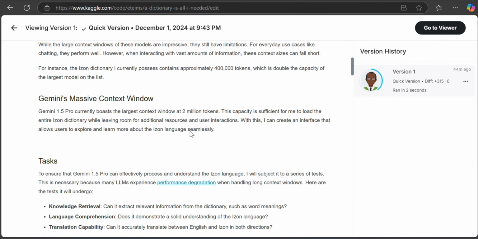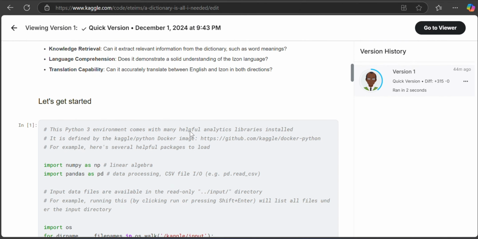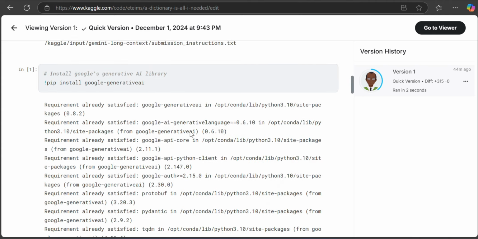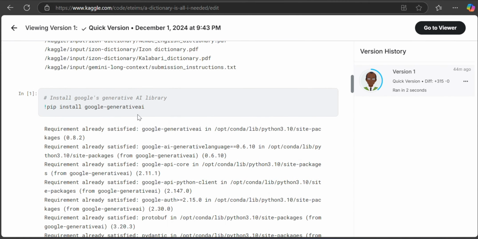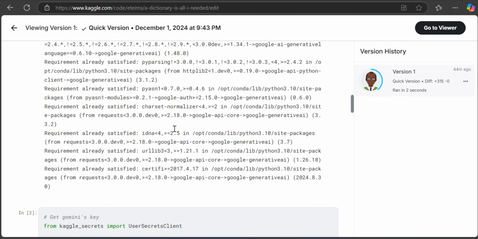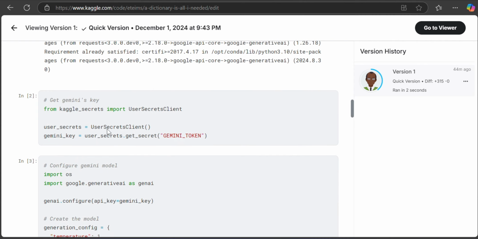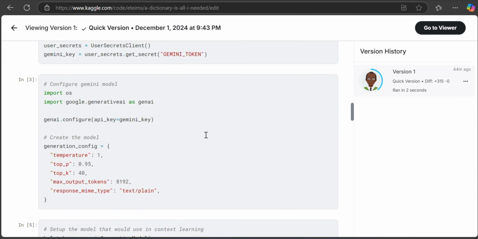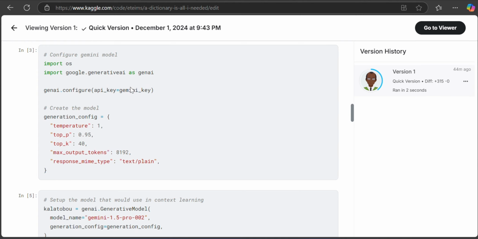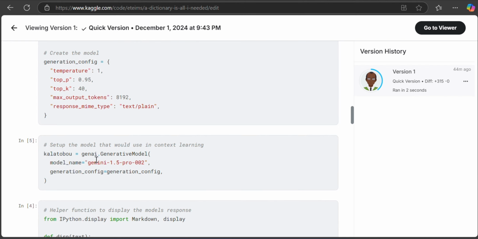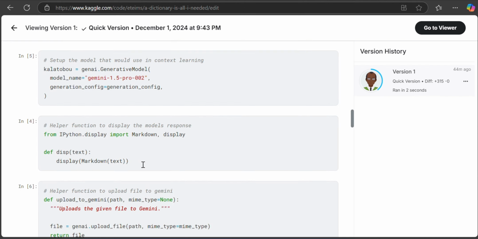So this is my notebook that I'm currently using. Let's just go through this and see. The very first thing I did is install Google's generative AI library, and I stored my Gemini API keys. You can grab that from the AI Studio from Google.